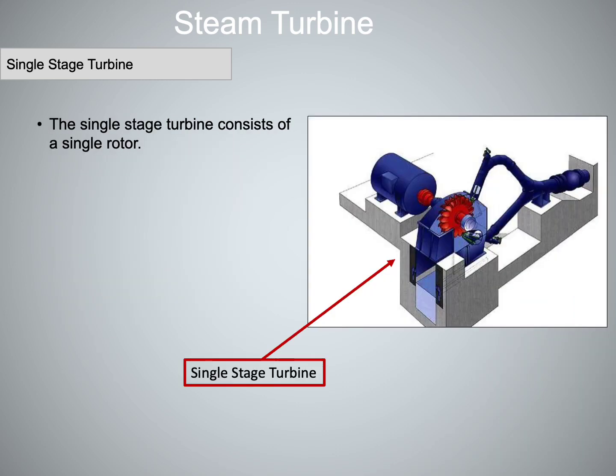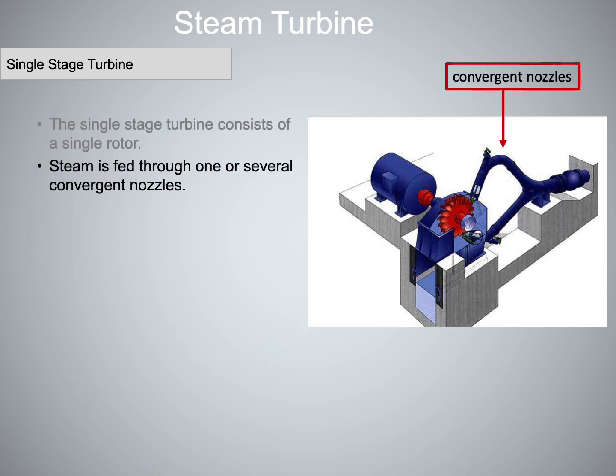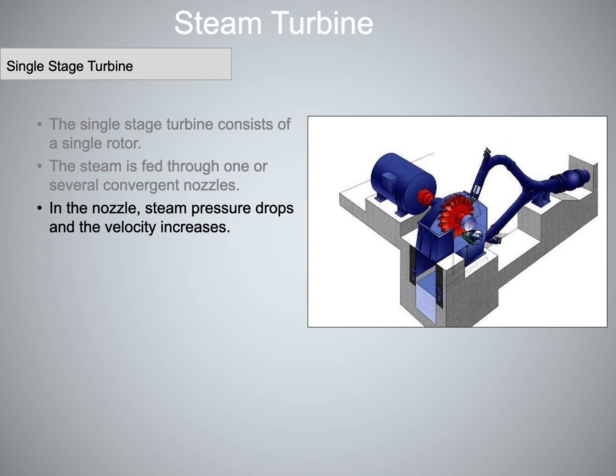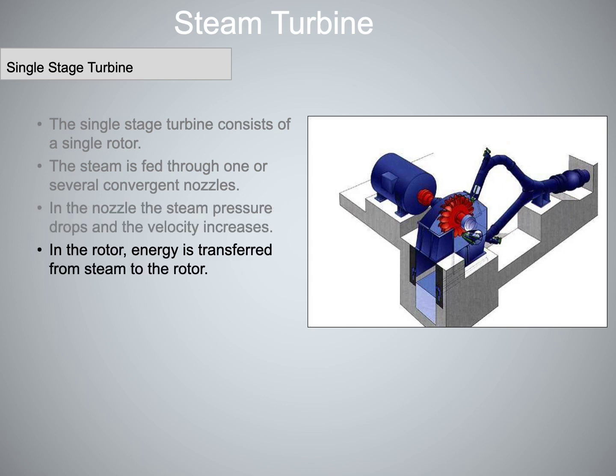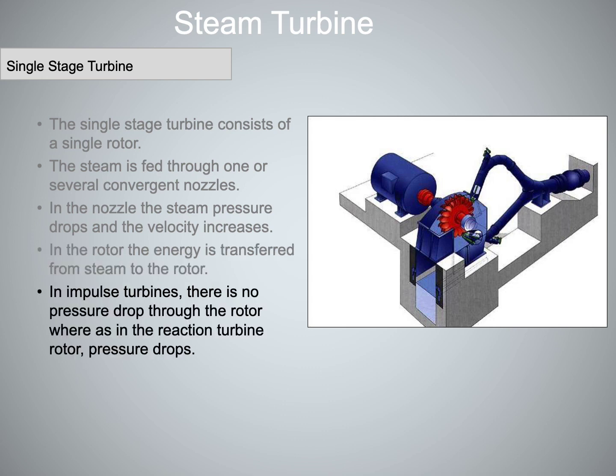The single-stage turbine consists of a single rotor. Steam is fed through one or several convergent nozzles. In the nozzle, steam pressure drops, and the velocity increases. In the rotor, energy is transferred from steam to the rotor. In impulse turbines, there is no pressure drop through the rotor, whereas in the reaction turbine rotor, pressure drops.